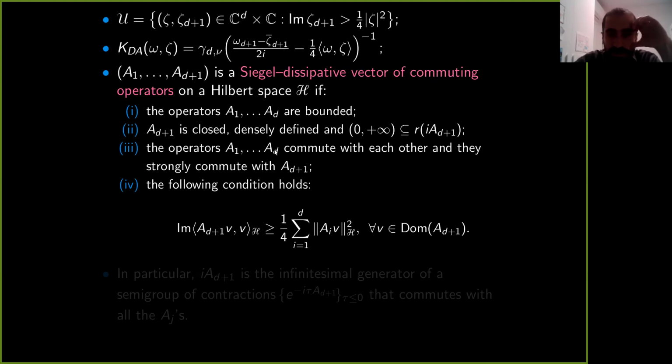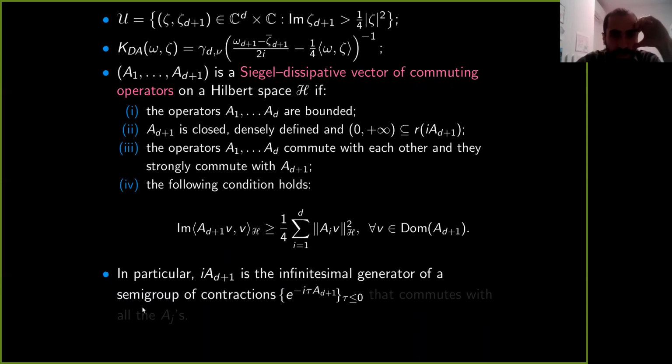In particular, I want to stress the fact that by the Lumer-Phillips theorem, and this condition, condition 2 and condition 4, we actually have that iA_{d+1} is the infinitesimal generator of a semigroup of contractions. And all these contractions commute with the first operators A_j, with j that goes from 1 to d. Okay, so this is our setting.